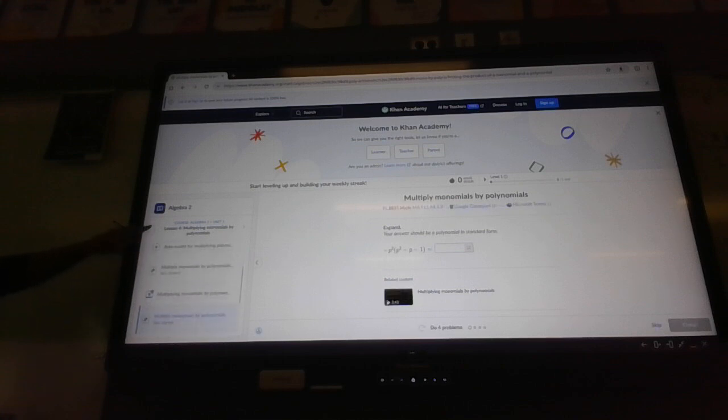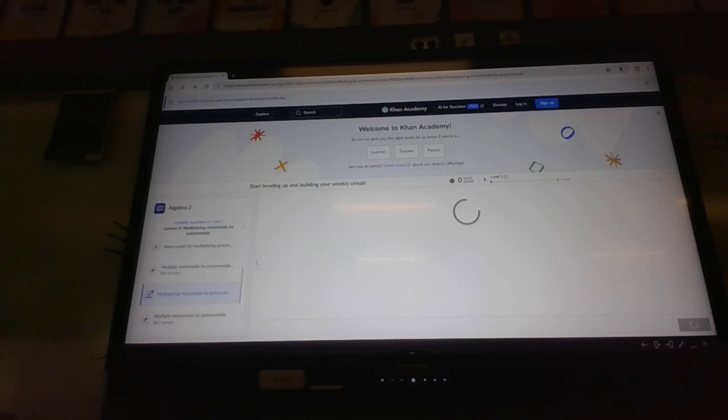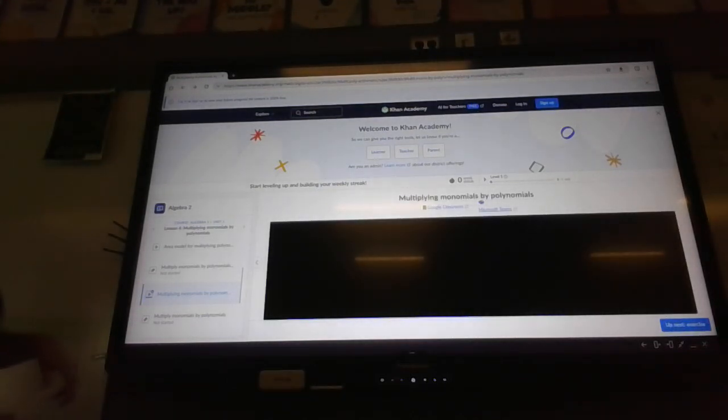Look, it says algebra 2, y'all. We're not in algebra 2 right now, but we do the same thing in algebra 2. That's in an algebra 2 part.